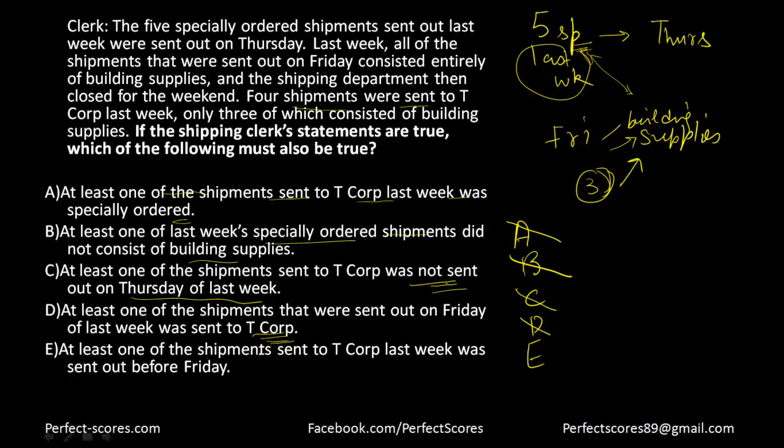E says at least one of the shipments sent to T-Corp last week was sent out before Friday. This is 100% correct. Why? Because 4 shipments were sent to T-Corp last week and all of the shipments that were sent on Friday had only building supplies. And for T-Corp, only 3 were having building supplies. So what this means is if there is an additional 4th shipment to T-Corp, it must have shipped before Friday. So that means E option is correct.